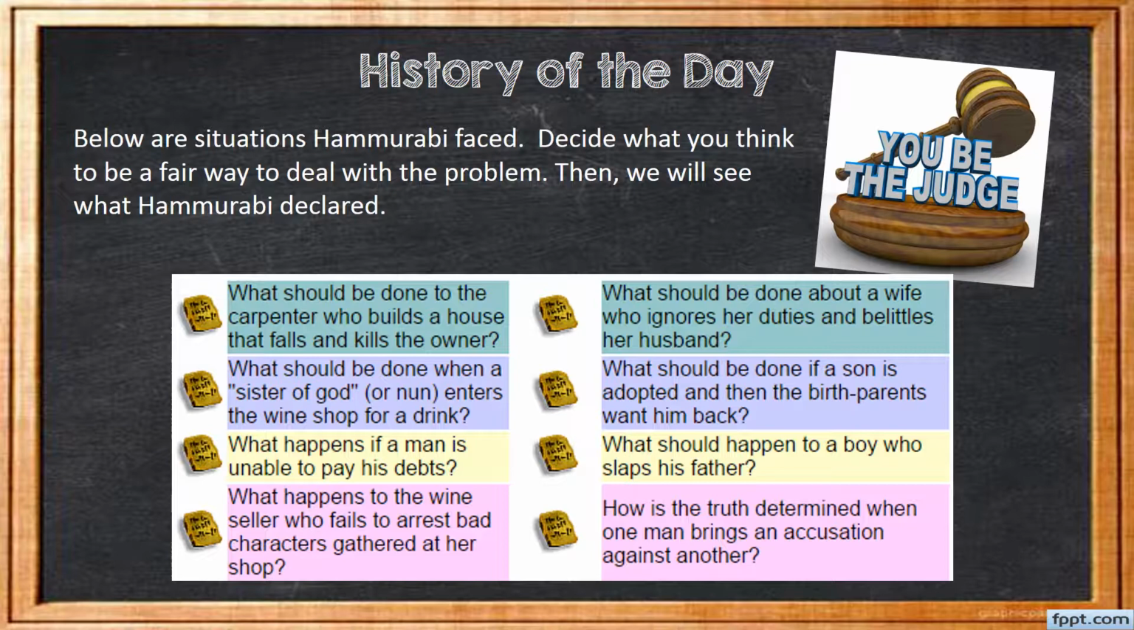So read through these. What should be done to the carpenter who builds a house that falls and kills the owner? What should be done when a sister of God or a nun enters the wine shop for a drink? What happens if a man is unable to pay his debts? What happens to the wine seller who fails to arrest bad characters gathered at her shop? What should be done about a wife who ignores her duties and belittles her husband? What should be done if a son is adopted and then the birth parents want him back?